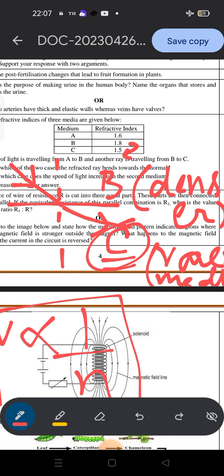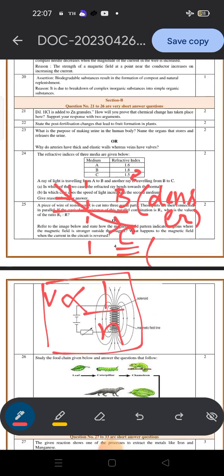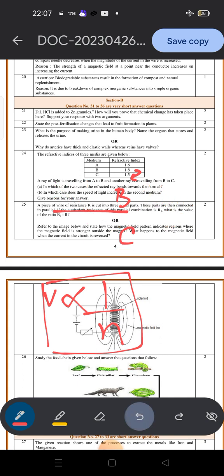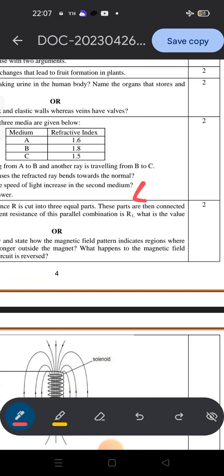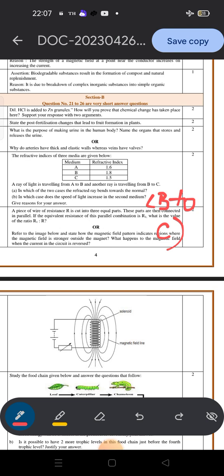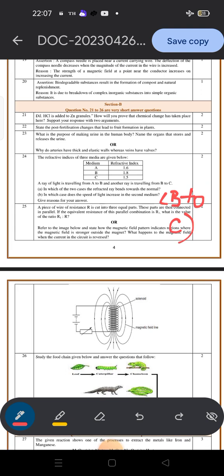So what is the answer to the second sub question, that is question B? The answer is B to C. In the second case, that is B to C, the speed of light in the second medium increases. So we have given proper reasons in support of our answer.